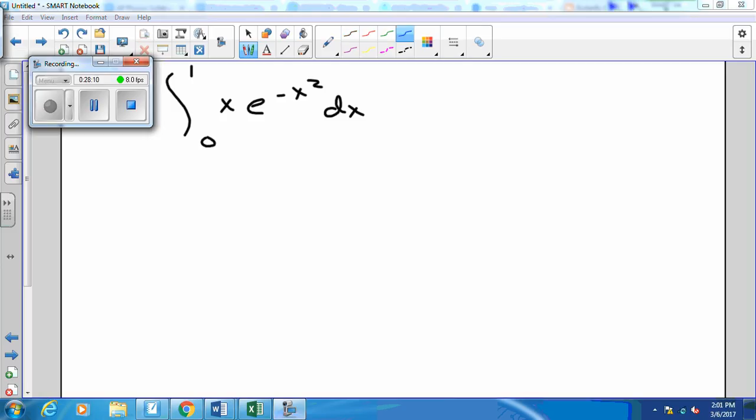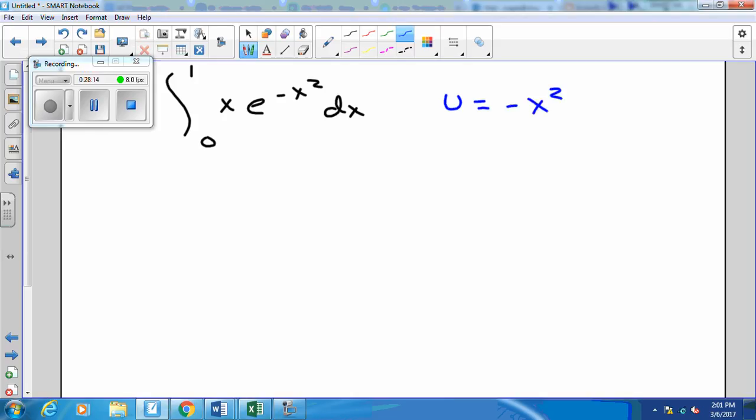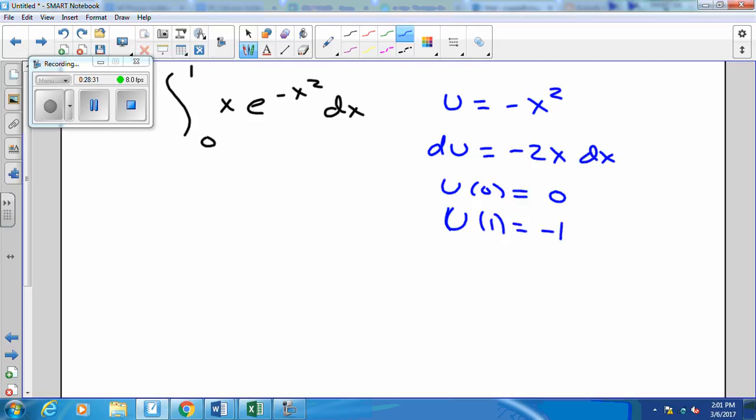Okay, and welcome back. So here, we observe that u equals the inside function is a good choice. We go ahead and compute the du, negative 2x dx, like so. And we also compute the new limits of integration. U of 0 is 0, and u of 1 is negative 1.